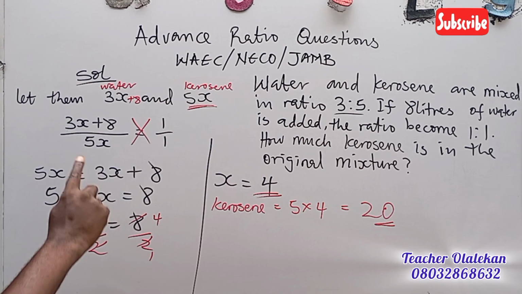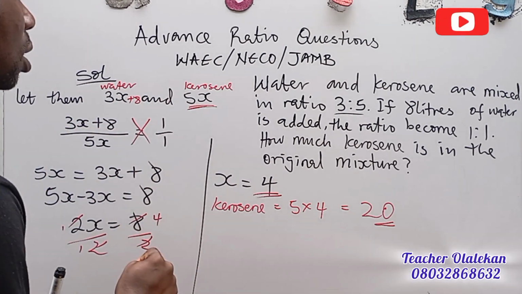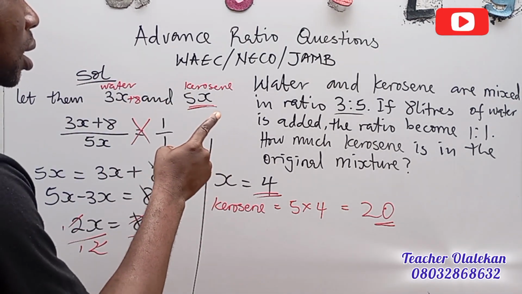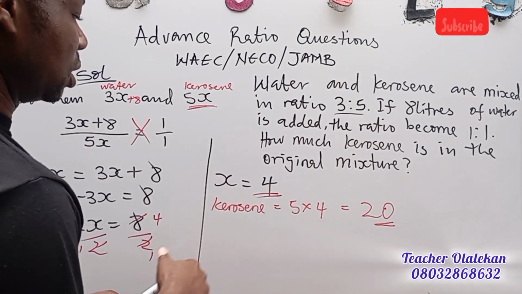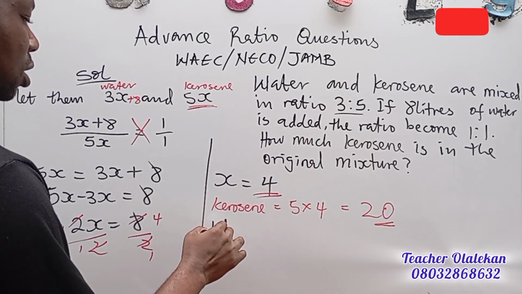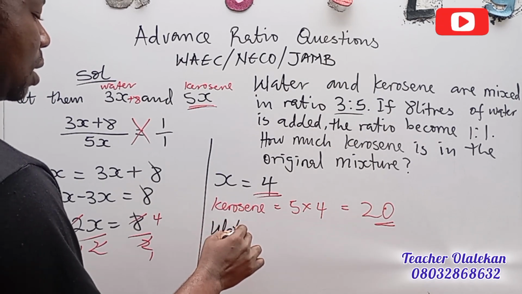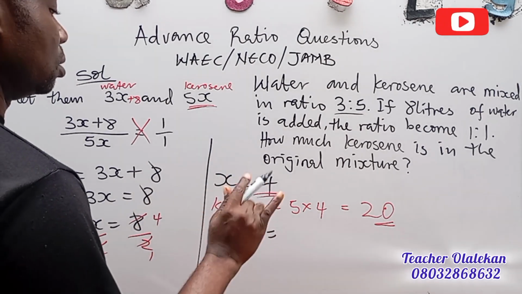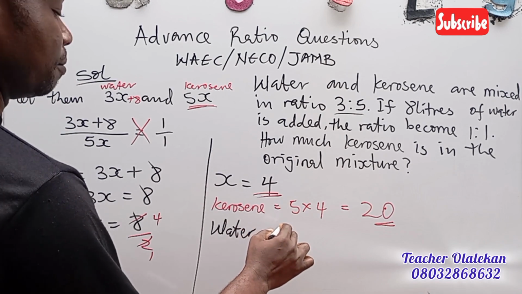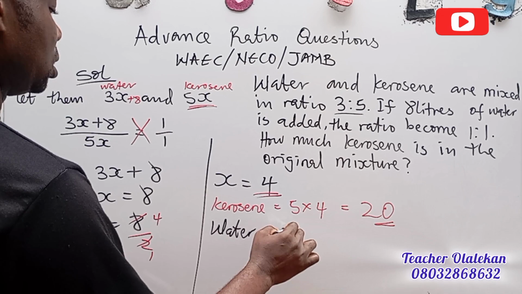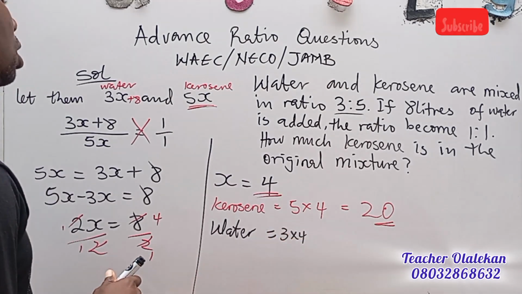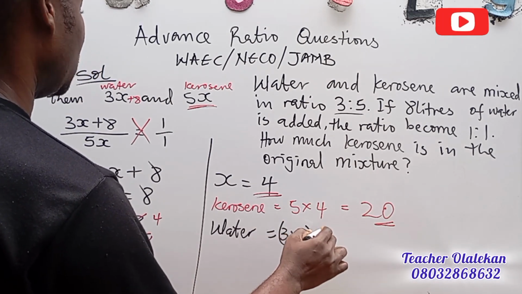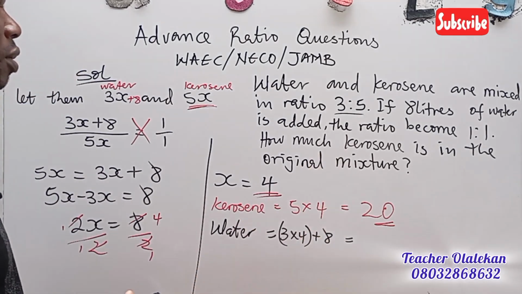But to check, let's see if our answer is correct or wrong. So that means 8 liters is added to the water. So now let's check what amount of water we have, so that we see if the ratio is going to give us 1:1. The water is going to be 3 times 4, whatever we get, we add it to 8. So let's see if it's going to give us 20.